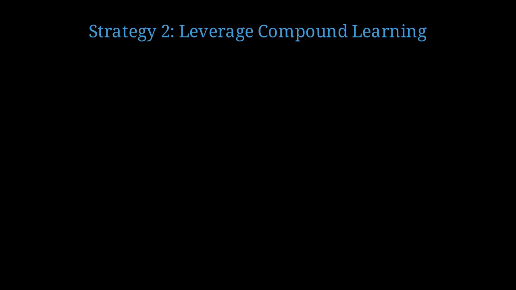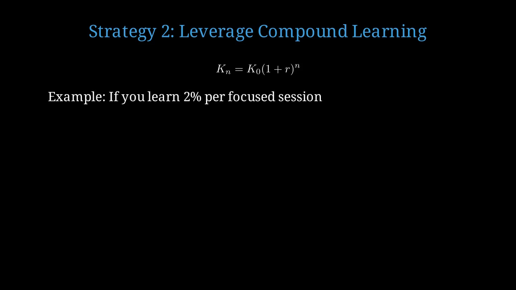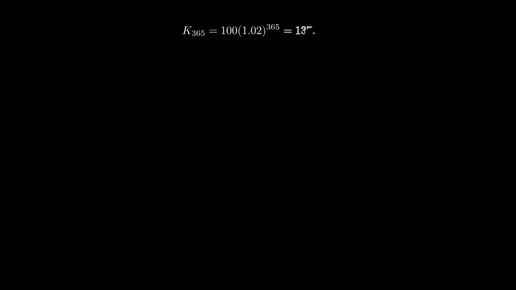Strategy 2 is to leverage compound learning. Your brain's ability to combine concepts is exponential, not linear. Knowledge compounds like interest. Kn is your knowledge after n learning sessions, K0 is initial knowledge, R is the learning rate per session, and n is number of sessions. Let's say you start with baseline knowledge of 100 units and grow by 2% each focused learning session. After 365 daily sessions, your knowledge grows to over 137,000 units. That's the power of compound learning.